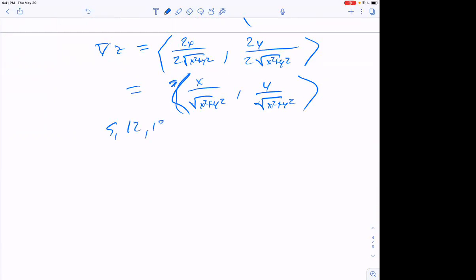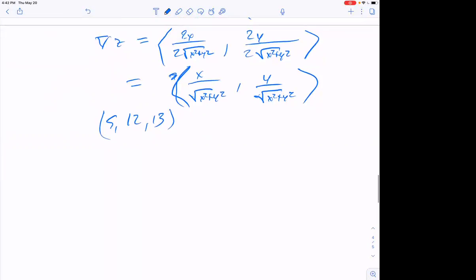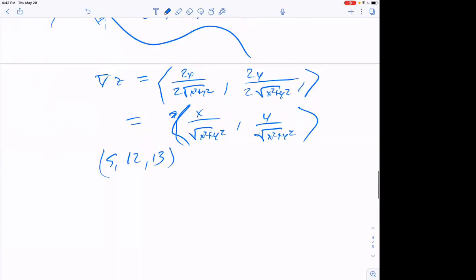5, 12, 13. Of course, we don't have to plug in a z. Oh, sorry, also the derivative with respect to z, because z is just the function. This is just going to be 1, or -1, sorry, because you can rewrite this as 0 equals x squared plus y squared minus z squared or something. And so then, minus z, not z squared. If you take the derivative with respect to z, you get a -1, okay?